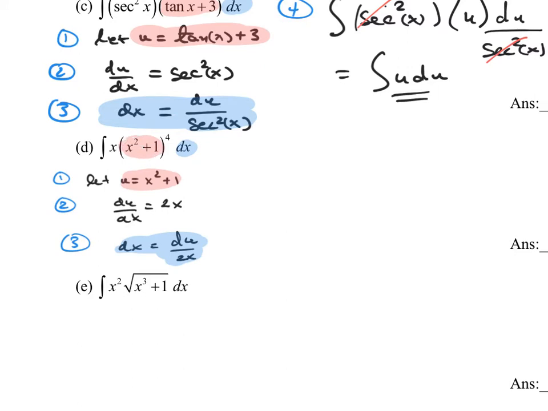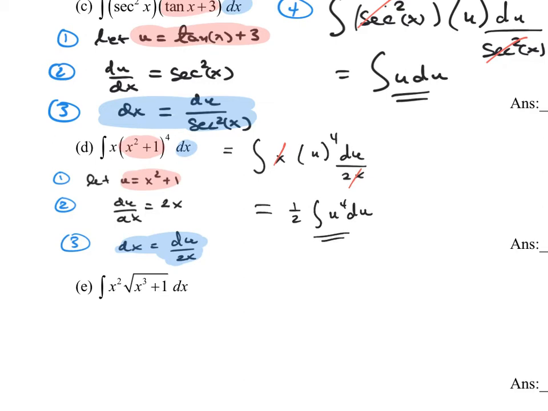When we do that, we would end up with the integral of x times, instead of x squared plus 1 to the 4th, that would now be u to the 4th. And then instead of dx, we would have du over 2x. Again, our x's would simplify here. We'd have a 2 in the denominator, which is a constant multiple. It's actually a constant multiple of 1/2. So this is 1/2 times the integral of u to the 4th du.